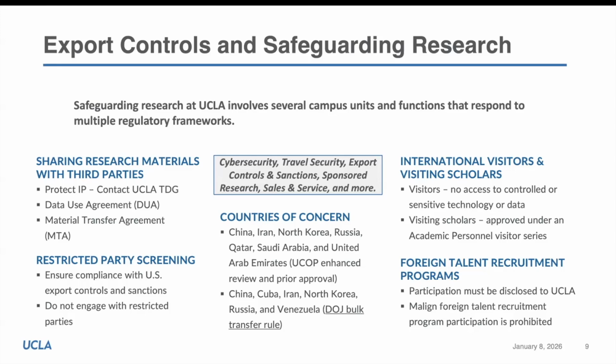But the two that are most important to talk about here for this group: there is a group of countries in the first bullet point there, China, Iran, North Korea, Russia, Qatar, Saudi Arabia, and UAE. Those are subject to a UC-wide mandate from the Office of the President that requires an enhanced review and approval for some institution-wide engagements. And that group of countries is not the same as the group of countries in the second bullet point, which are those that are the focus of this DOJ bulk transfer rule. So that's China, Cuba, Iran, North Korea, Russia, and Venezuela. There's some overlap, but it's not exactly the same, and we'll see those countries once again on another slide here.